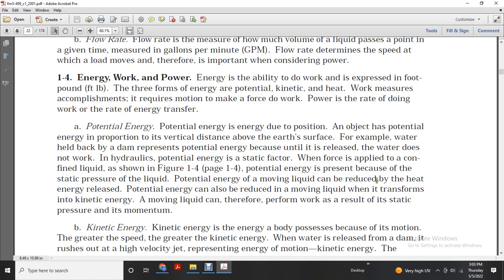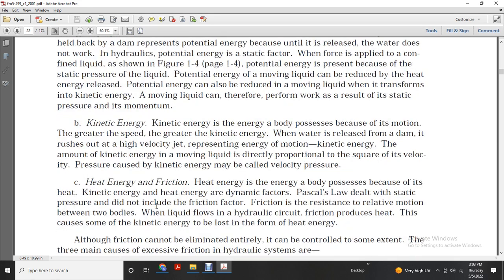Potential energy of the moving liquid can produce heat as the energy is released. Potential energy can also produce moving liquid when it transforms into kinetic energy. Moving liquid can therefore perform work as a result of static pressure and momentum. Kinetic energy is the energy a body possesses because it is in motion.